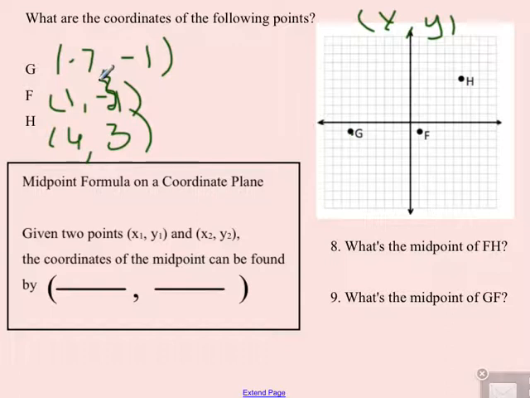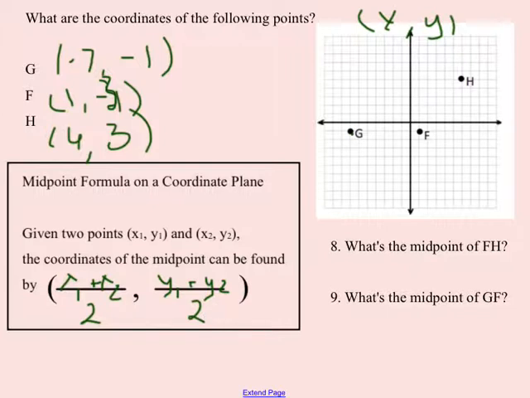Okay, so let's take a look now at the midpoint formula. So the midpoint formula, what you're going to do is add the two x-coordinates together and divide by 2. Add the two y-coordinates together, divide by 2. So what is the midpoint of FH?